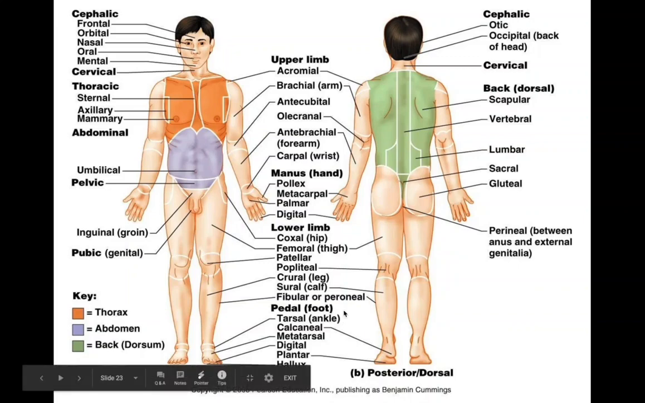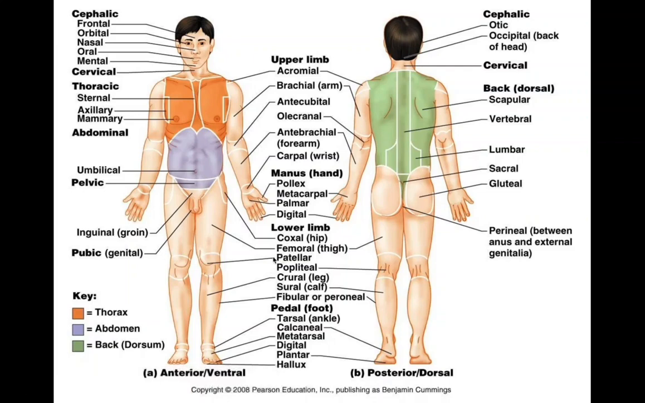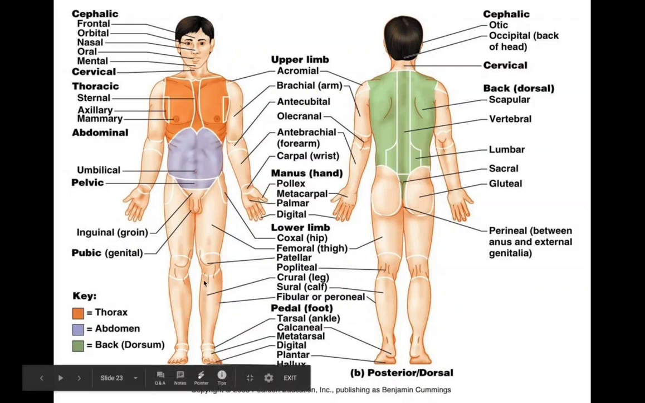So pedal is the foot. And then within the foot, you've got the tarsal, which would be the ankle, calcaneal for the heel, metatarsal over the foot, digital for the toes, plantar is on the bottom surface, hallux is going to be the big toe. Same thing with the lower limb, coxal for the hip, femoral for the thigh, patellar for the knee, popliteal is behind the knee, sural for the calf, and then fibular or peroneal is going to be along this surface here of the leg, more on the front. And then fibular is along the side.